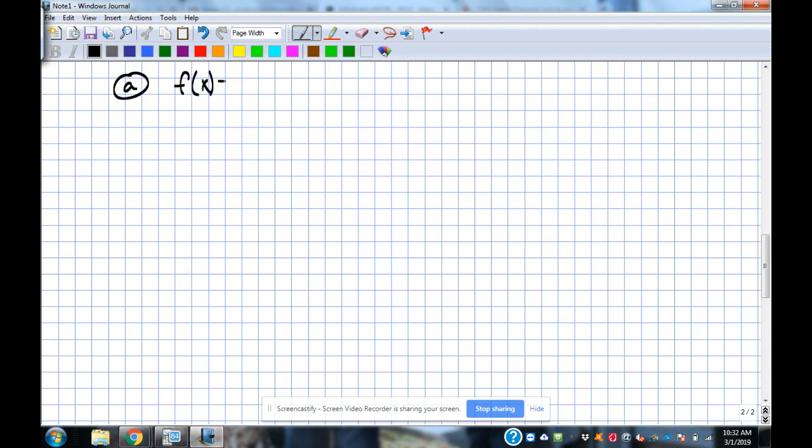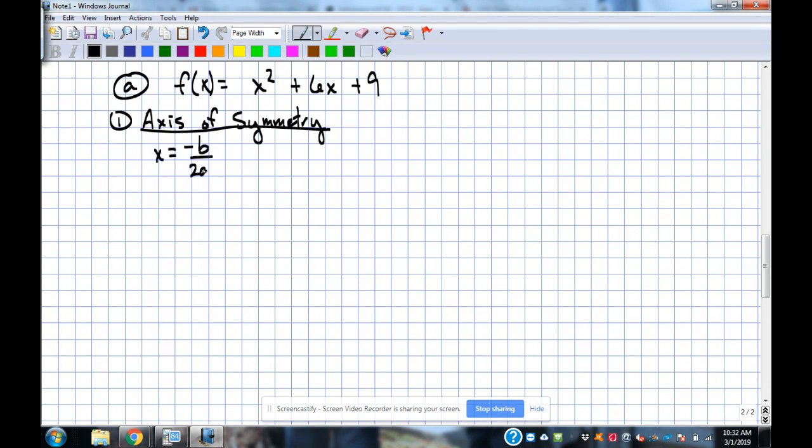f of x is equal to x squared plus 6x plus 9. Okay, so before I graph it, I'm going to find all of that stuff and then build the graph off of that. So the first thing I'm going to find is the axis of symmetry. And you can abbreviate, you can just write axis on that. That's the only axis that we're going to deal with. So you don't have to write out axis of symmetry every time or anything like that. And so we're going to take that formula, x equals negative b over 2a. So negative b would be negative 6.